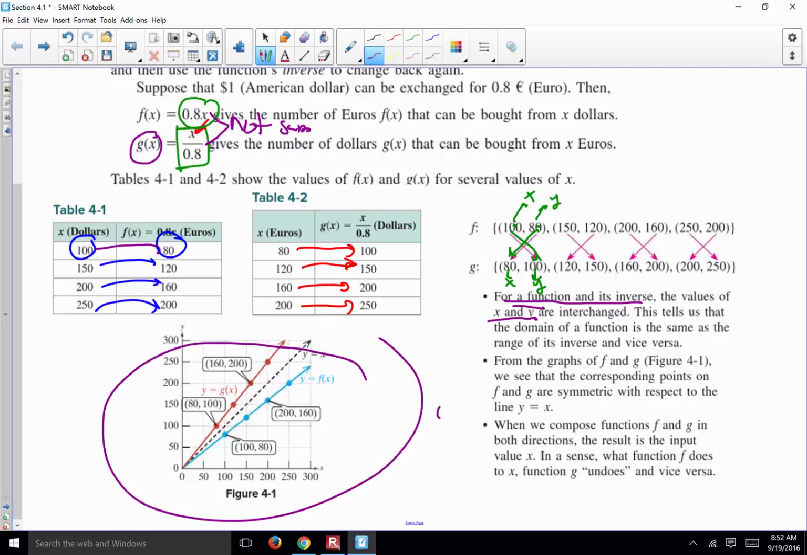Look at this graph. This is the original, orange one is original. No, which one is original? The blue one is the original. This is dollar to euro change, dollar to euro. But the orange one is euro to dollar, inverse. This is inverse, the blue one is original.